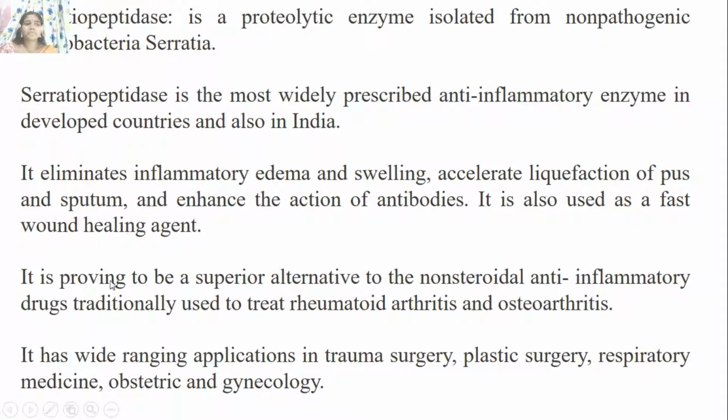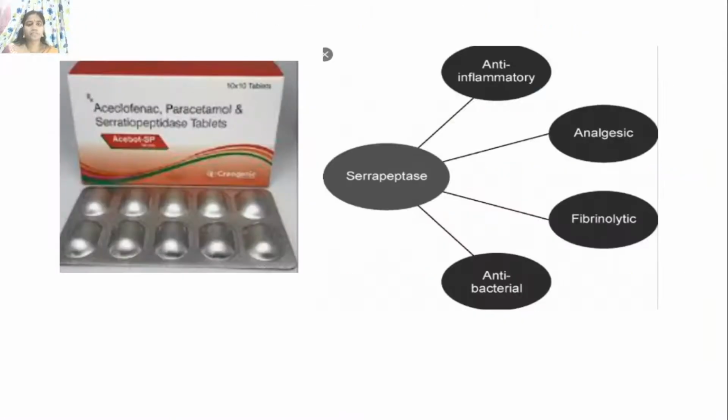It is proving to be a superior alternative to the non-steroidal anti-inflammatory drugs traditionally used to treat rheumatoid arthritis and osteoarthritis. It is widely used in trauma surgery, plastic surgery, respiratory medicine, obstetrics and gynecology. As I told you, it is used as an anti-inflammatory agent, analgesic, fibrinolytic agent, and antibacterial agent.